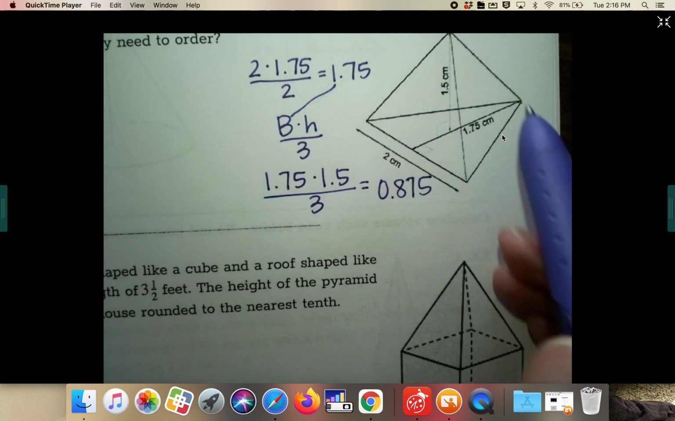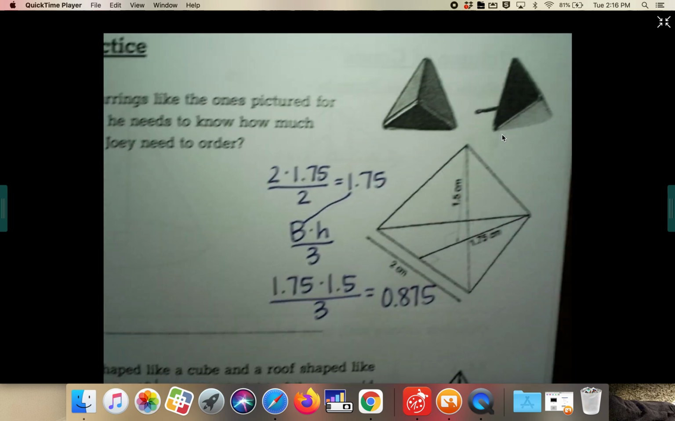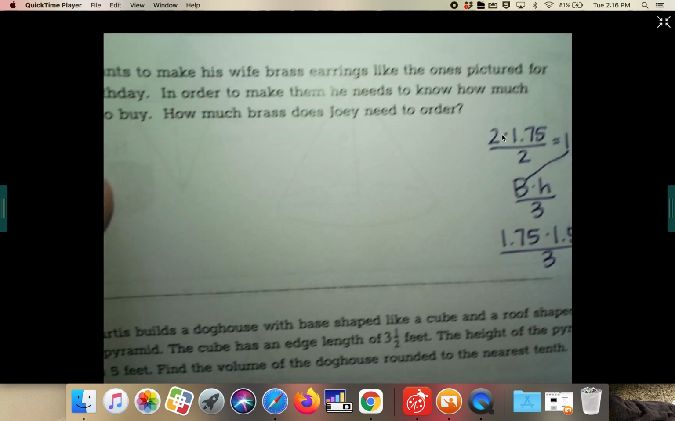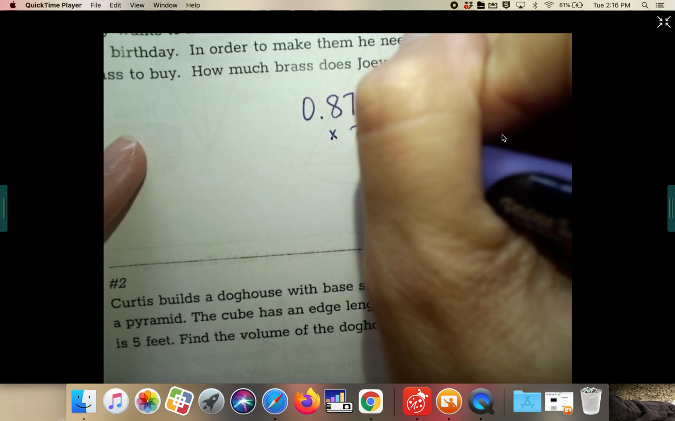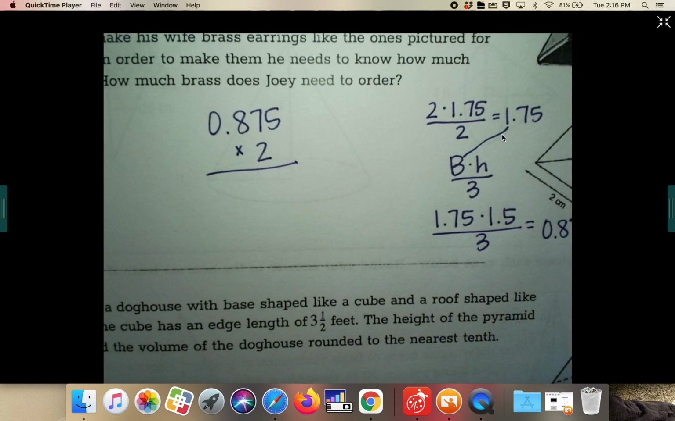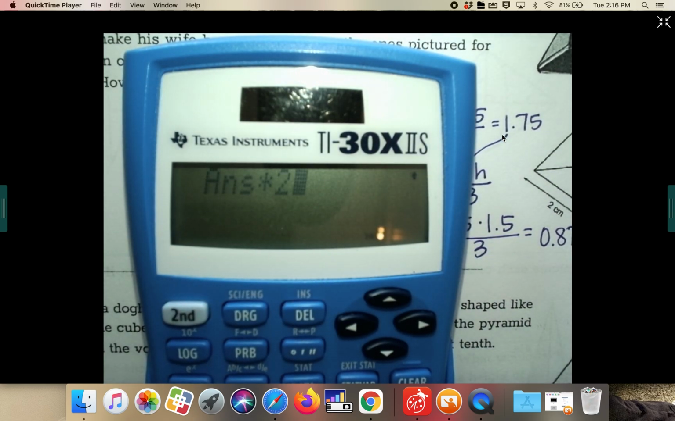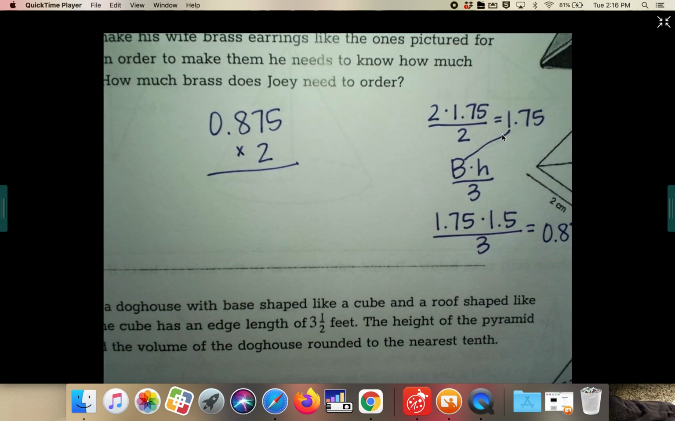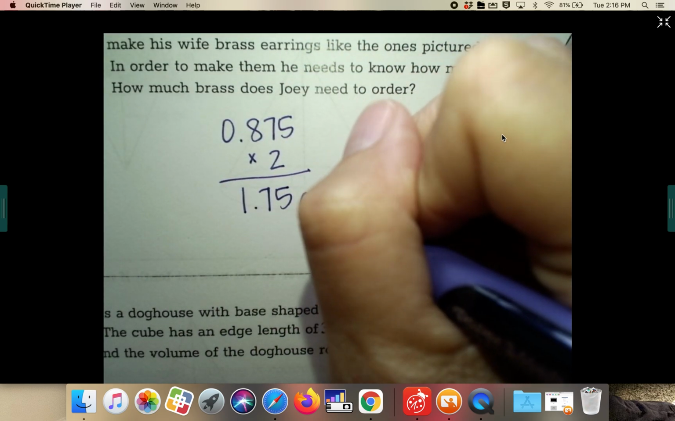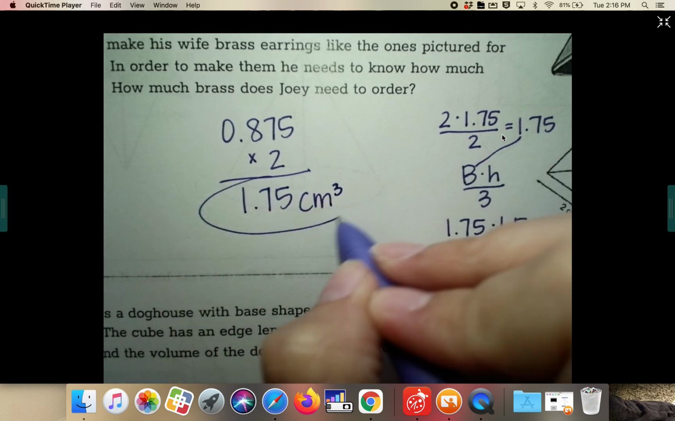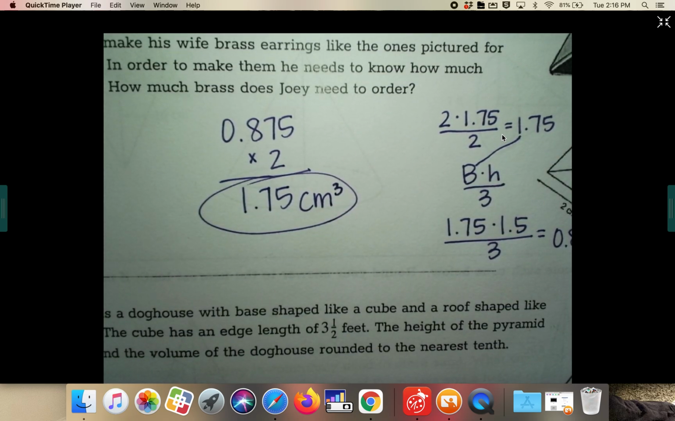However, that's only one earring, and so I think he's going to need to buy a pair, a matching pair. So we're going to take 0.875 and multiply by 2 because there are 2 earrings. And that would be 1.75. So that's how much brass, that's how many cubic centimeters of brass he is going to need to order.